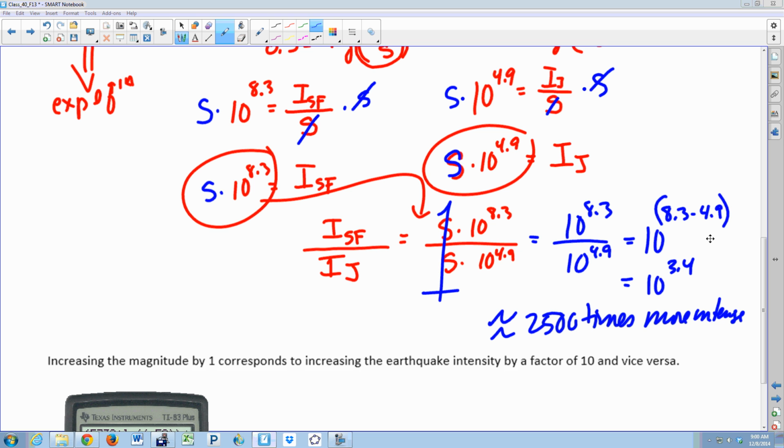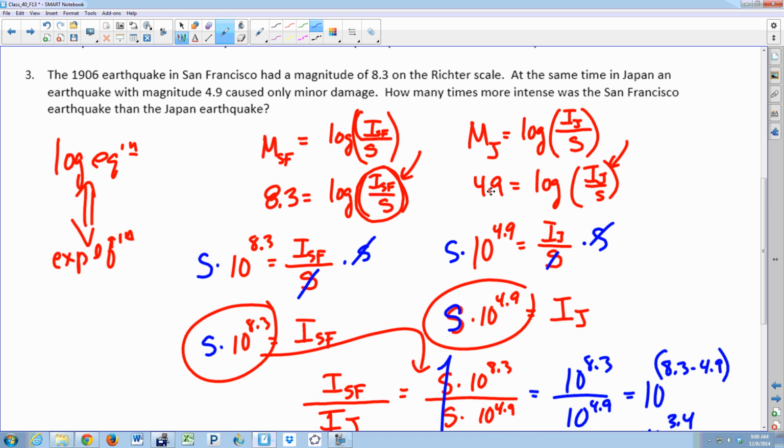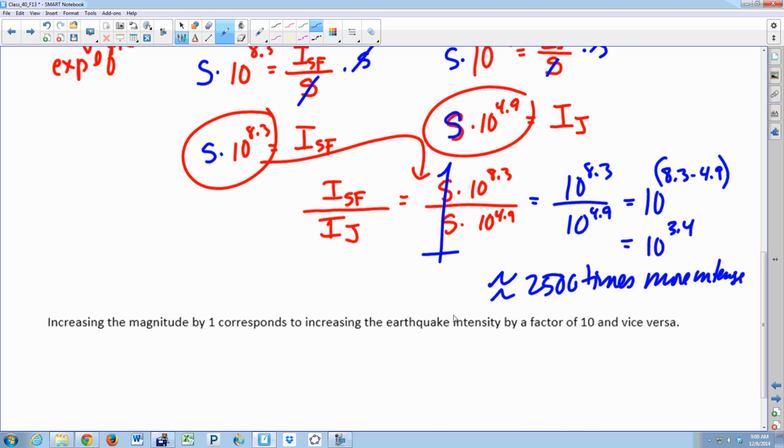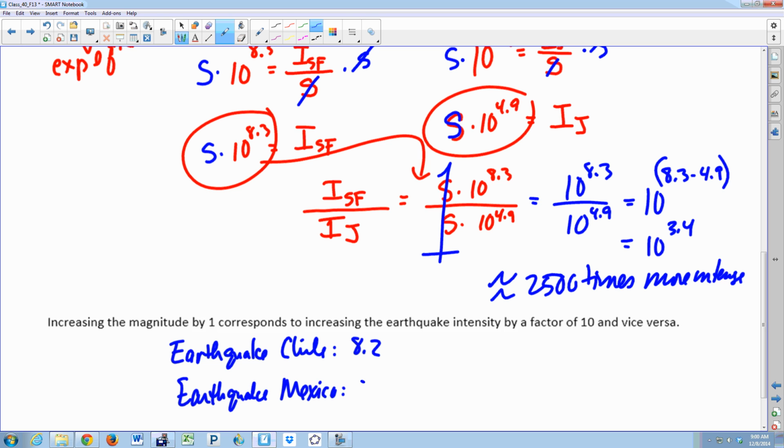Okay, so let's see if we can shortcut all this mathematics, because we're not going to go through this the whole time every time we want to compare two earthquakes. So let's look at the final step here. What did we do here? If I told you there was an earthquake, say in Chile, that had a magnitude of 8.2, and at the same time there was an earthquake in Mexico that had a 5.6 reading, and I asked you how many more times intense the earthquake was in Chile than the one in Mexico.